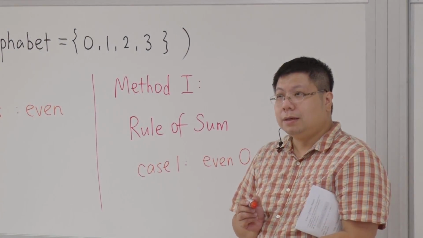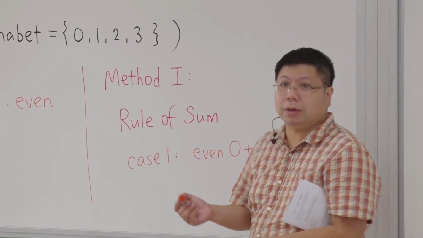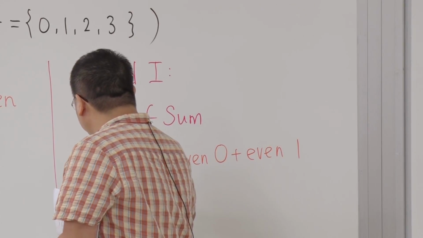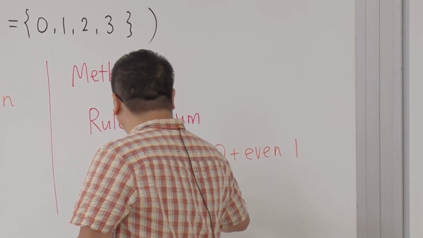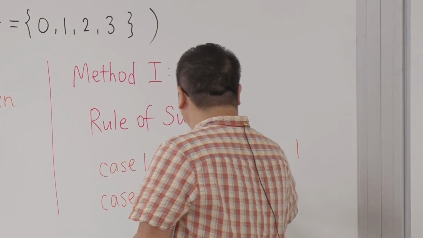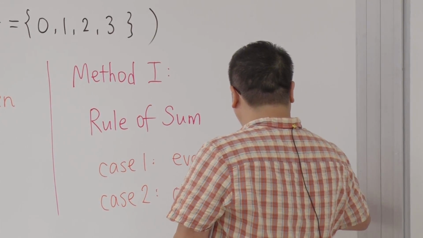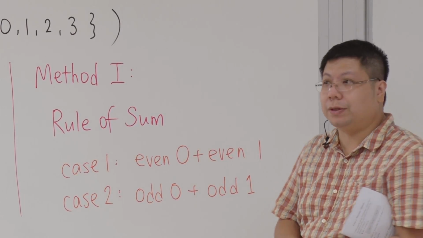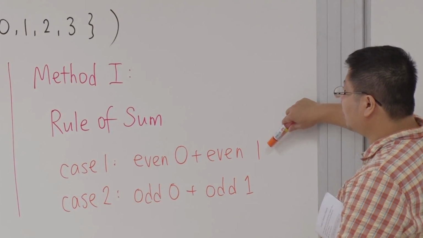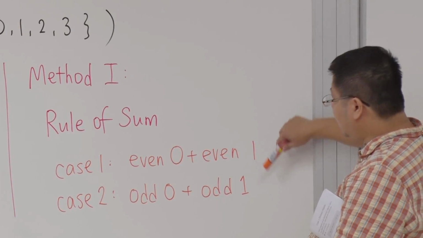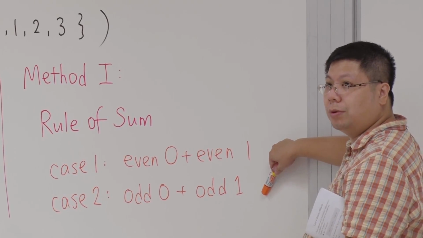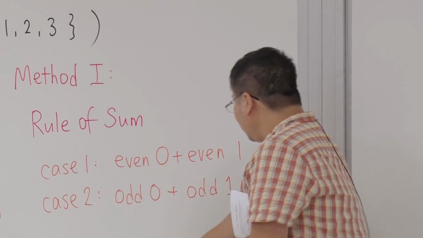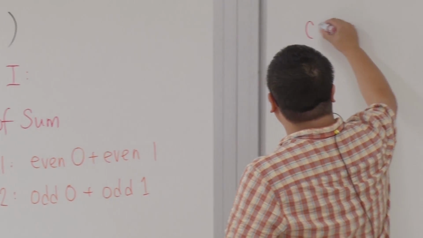So this will give us a total number of even number of 1s and 0s. Is that okay? And then we will have another case. Case 2 is I would have odd 0s and odd 1s. So these 2 cases are counting strings differently. So if we know how many R-digit strings with even 0s, even 1s, and then if we know how many R-digit strings with odd 0s, odd 1s, then we get the answer. Is that okay? So let's do case 1.